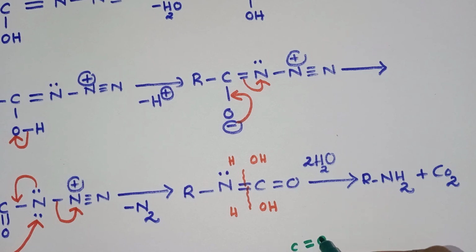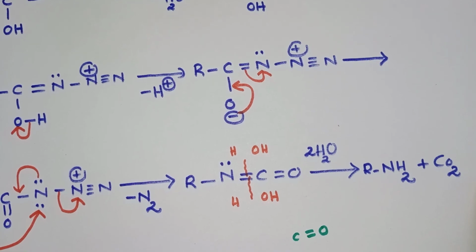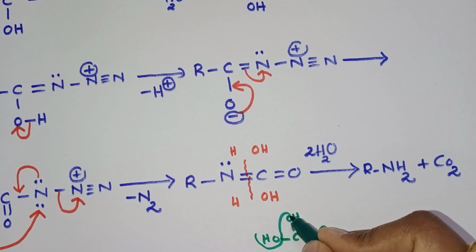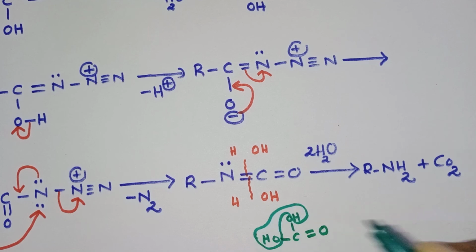C double bond O. There are 2 OH groups, right? Fine. So C double bond O, 2 OH groups after breaking of these bonds. So how did we get CO2? You must be thinking. So C double bond O, 2 OH groups are there. Now 2 OH groups on the same carbon, H2O will be removed. Fine.